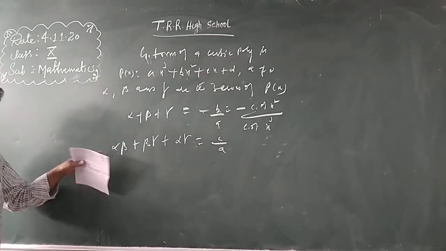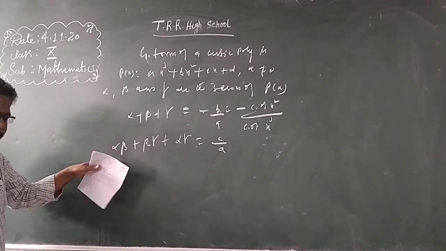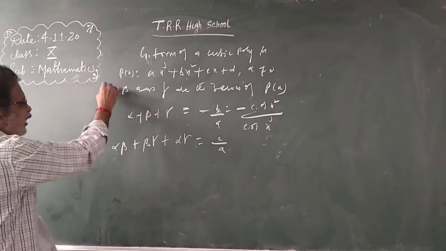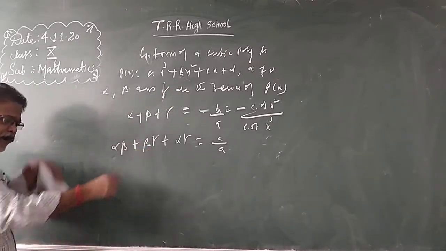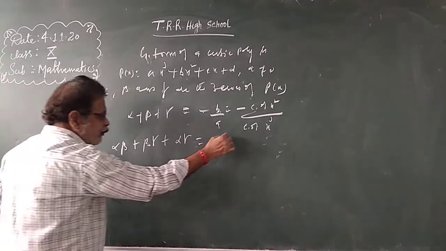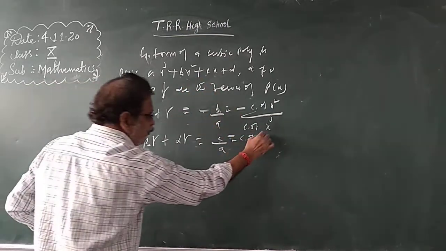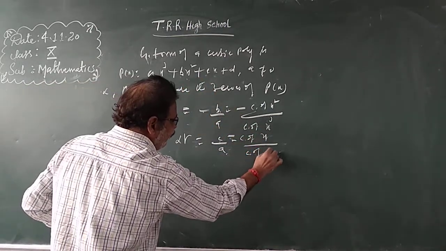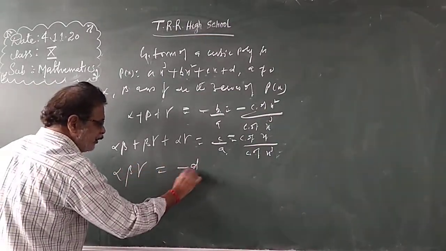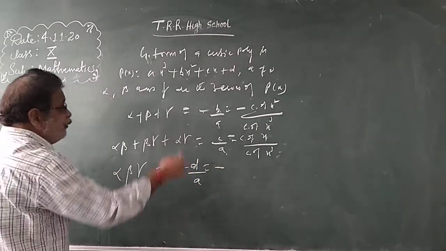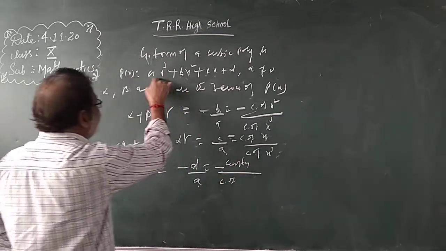Sum of the products of the zeros taken 2 at a time: there are 3 zeros, alpha, beta, gamma. Alpha beta plus beta gamma plus gamma alpha equals c by a. This is the relation. What is c here? C is the coefficient of x, and a is the coefficient of x cube. And the product of the 3 zeros, alpha beta gamma, equals minus d by a. D is the constant term, and a is the coefficient of x cube.